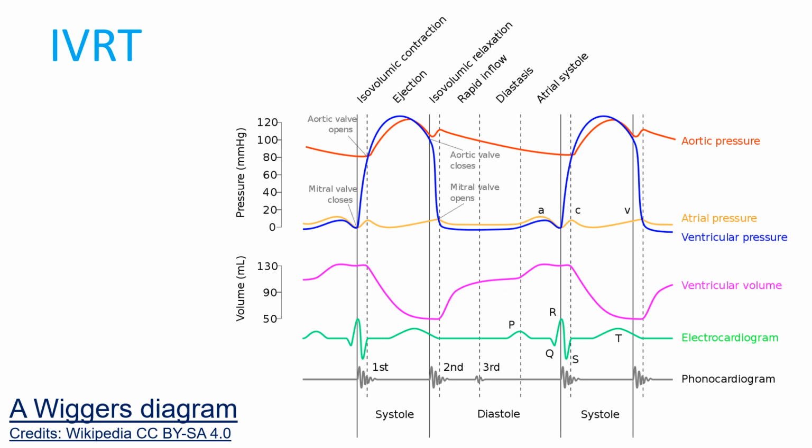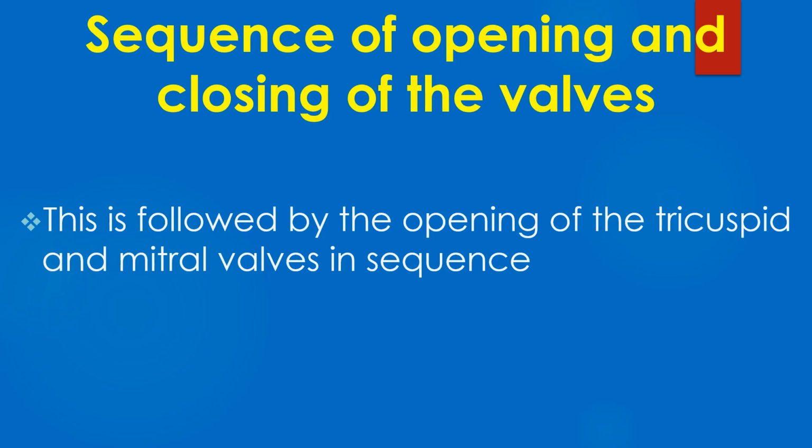split S2. Interval between the closure of the semilunar valve and the opening of the AV valves constitute the isovolumetric relaxation period. This is followed by the opening of the tricuspid and mitral valves in sequence.